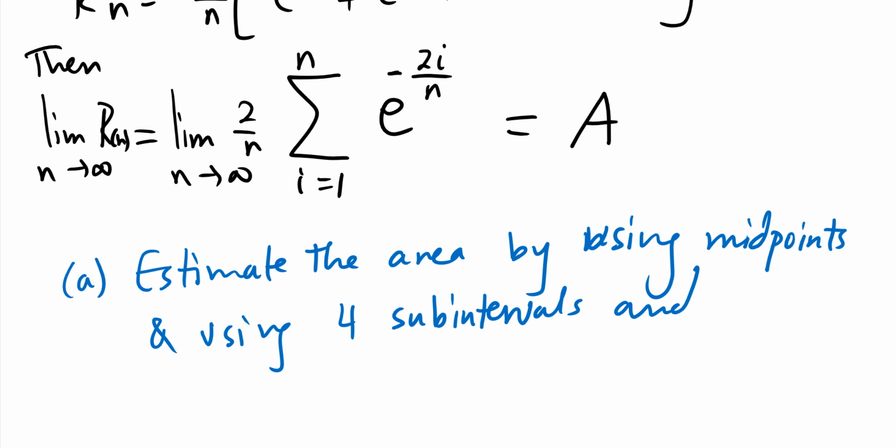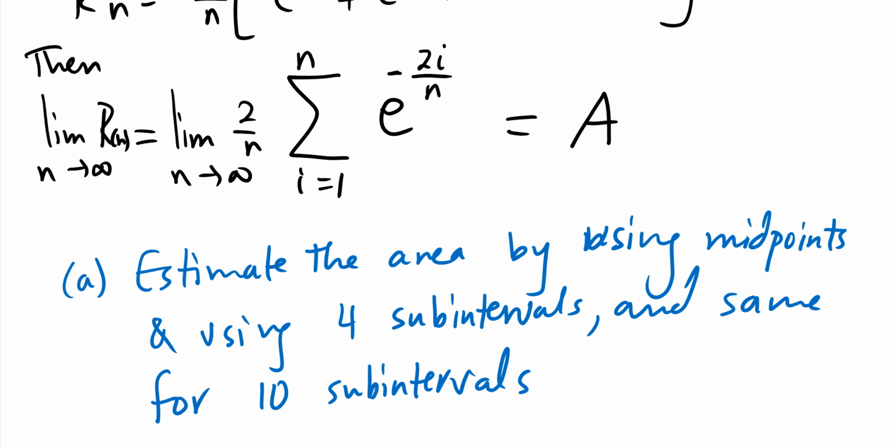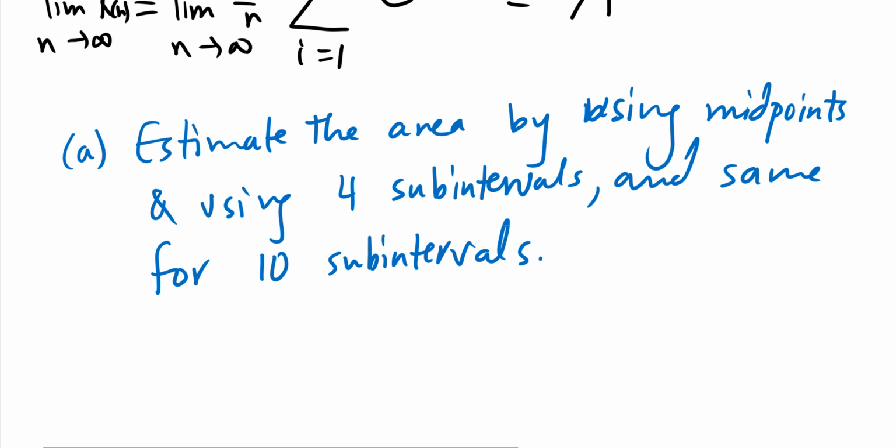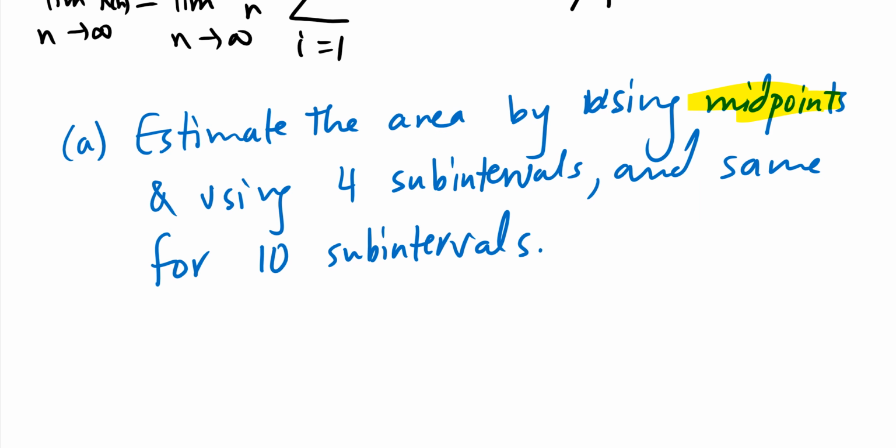And same for 10 subintervals. Let's see what we get. So this is just an application to this specific example using the midpoint. So the midpoints, and they specified 4 subintervals, only 4.